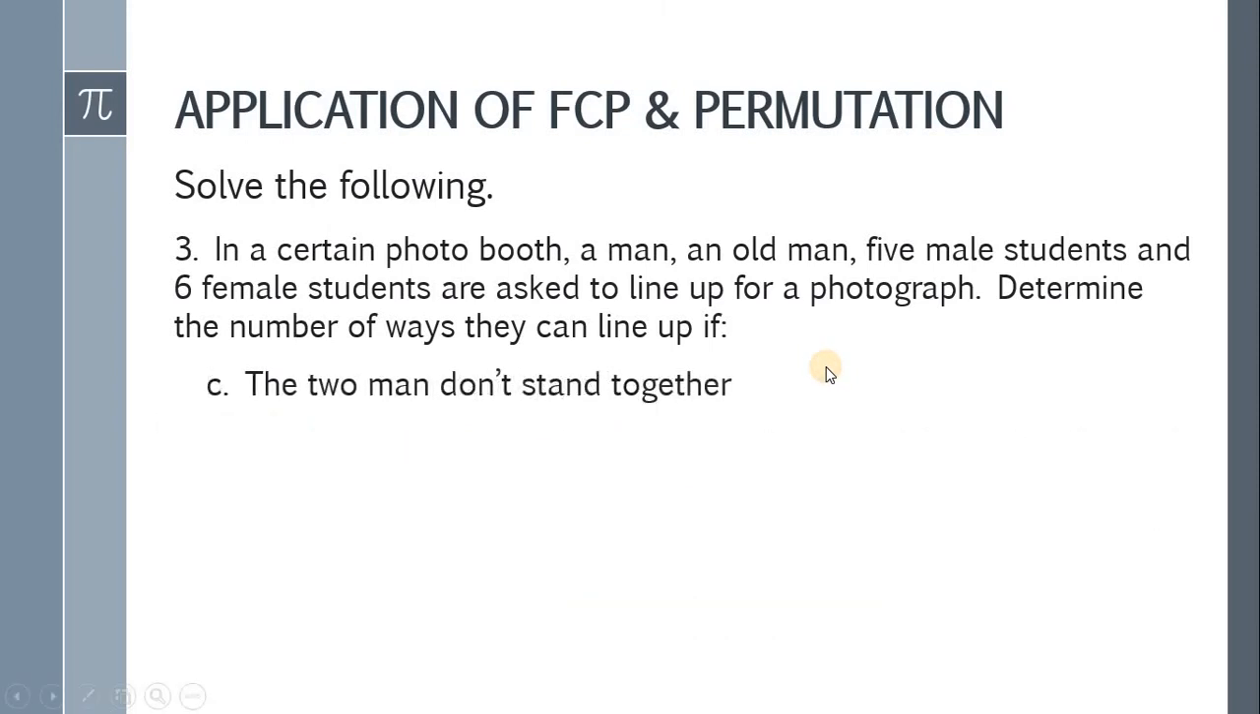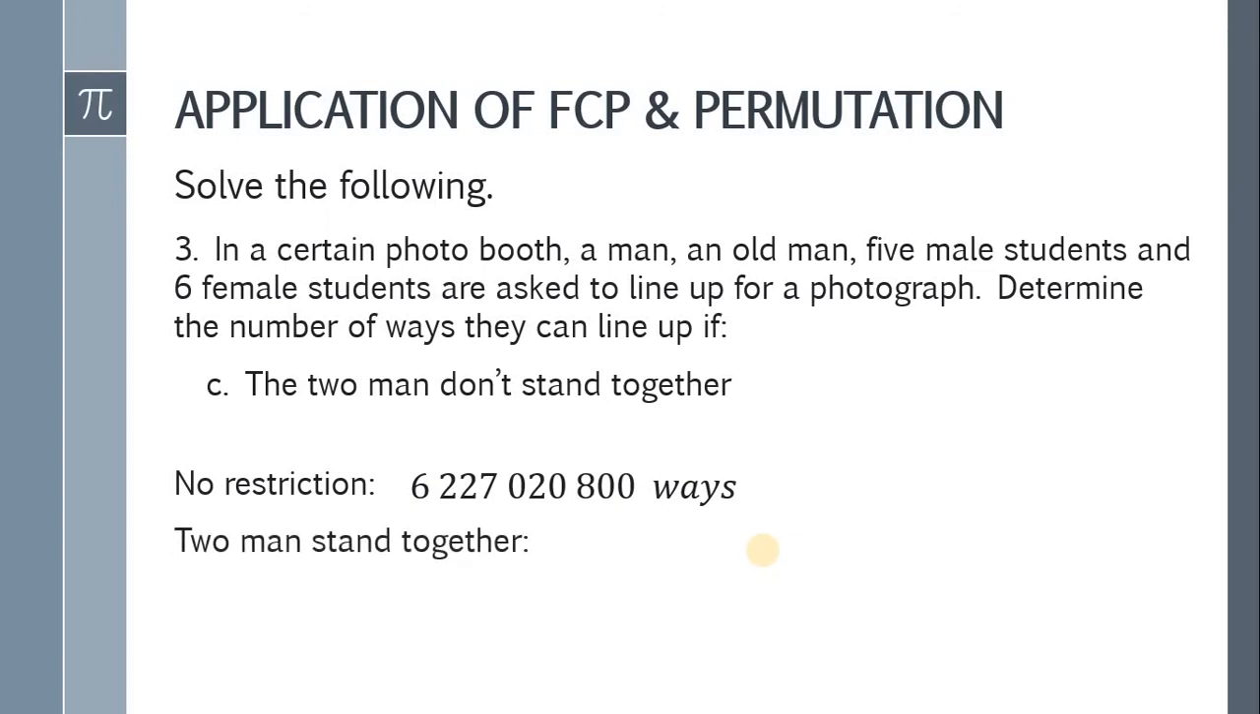Letter C naman, the two man don't stand together. Kanina, yung dalawang man ay magkatabi. Ngayon, magkahiwalay. So, paano natin ito ngayon sasagutan? Now, i-analyze natin yung scenario. So, una, nakuha na natin yung arrangement nila without restrictions. So, nakuha natin yun as 6,227,020,800 different ways.